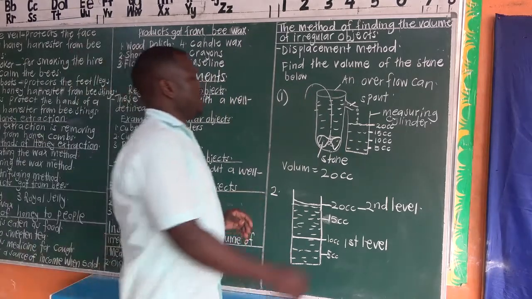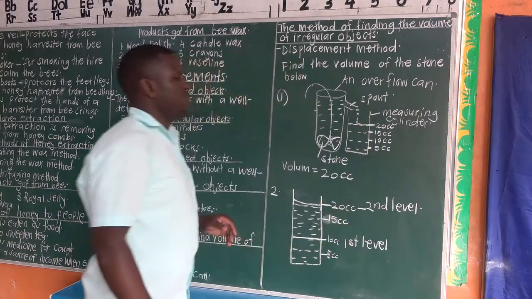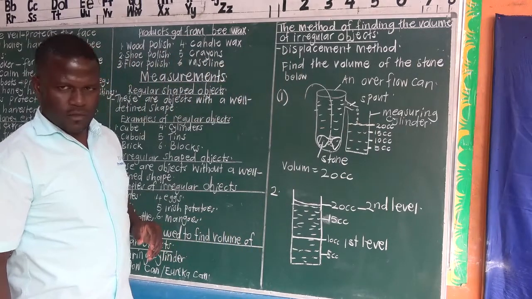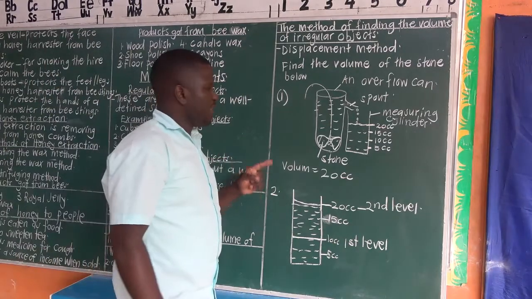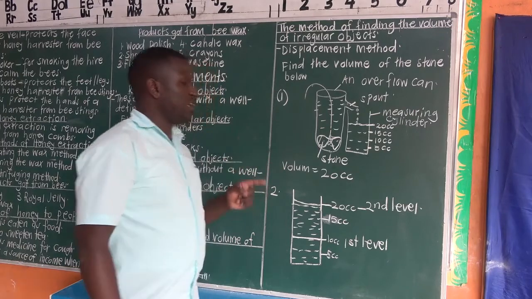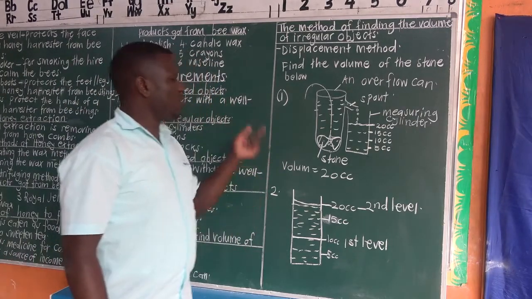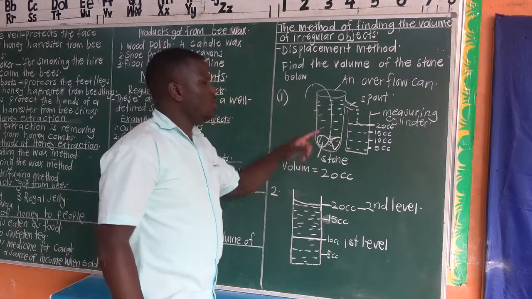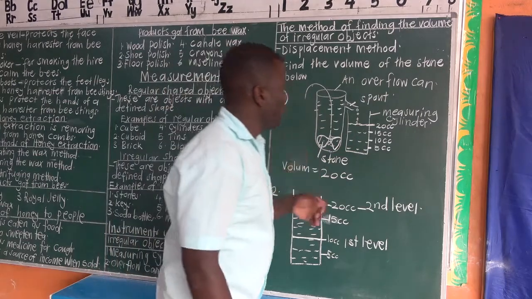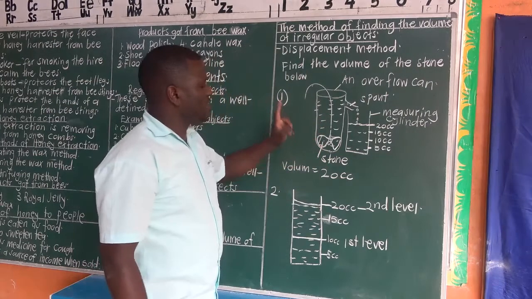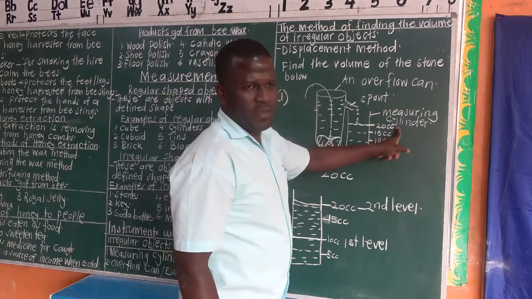You simply look at where the water has reached. That will be the volume of the stone. I said the volume of the irregular object is equal to the amount of water displaced, or the amount of water displaced is equal to the volume of the stone. So the volume of the stone in this diagram is 20 cubic centimeters.